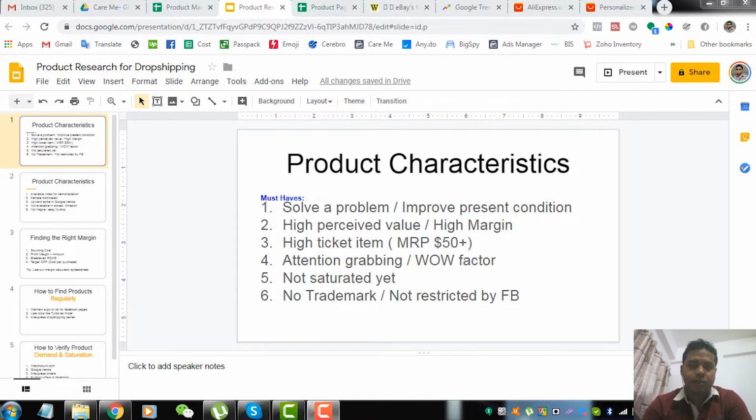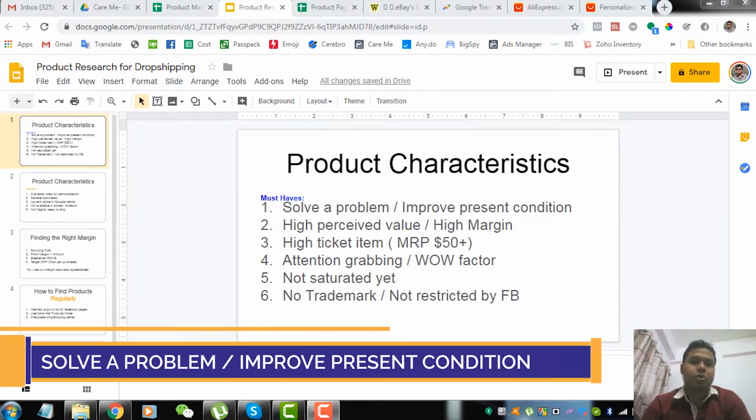For our project or this case study, we are focused on these 6 must-have characteristics. So what we suggest is that when you look at a product, you always think of these 6 characteristics of this product and try to relate how this product is meeting the criteria of these 6 points. Okay, so what are these 6? Number 1, it should solve a problem or improve the present condition.